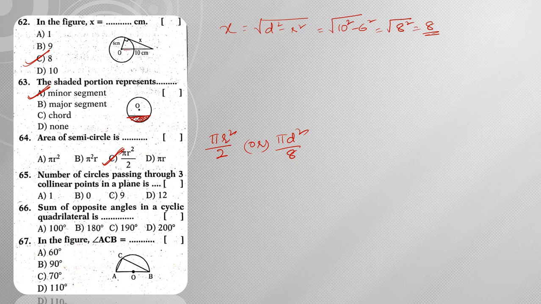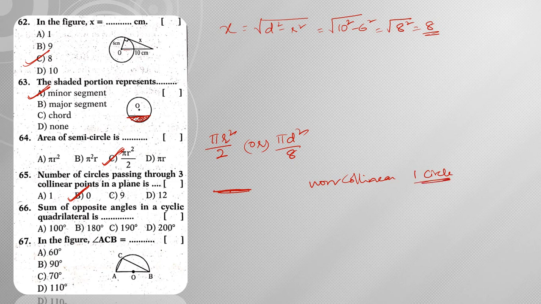Next, number of circles passing through 3 collinear points in a plane. If we consider any 3 collinear points, collinear means all the 3 points lying on the same line, then passing through these, how many circles can we draw? We cannot draw any circle. Hence it is 0. Suppose if he mentions 3 non-collinear points, then only one circle is possible.